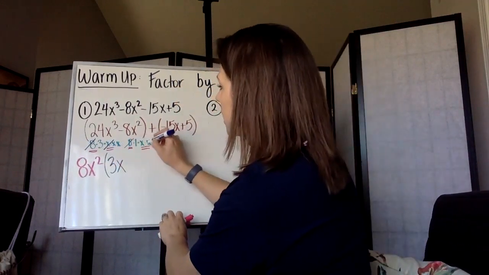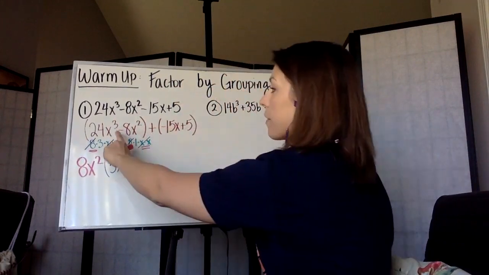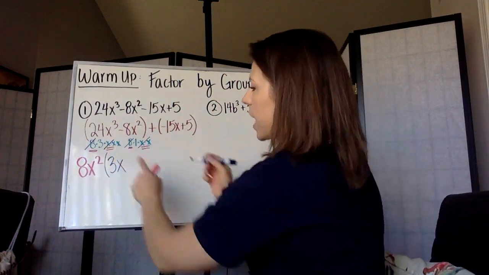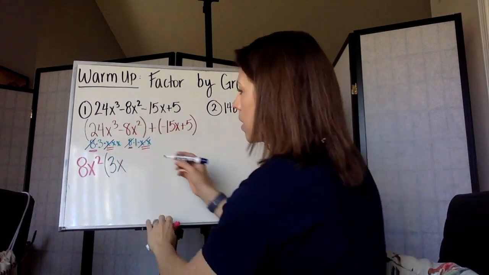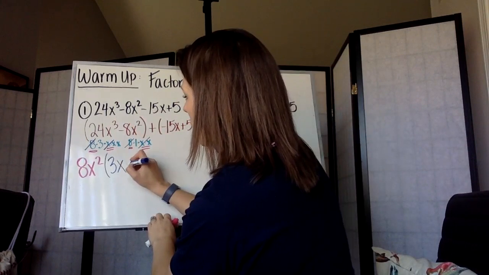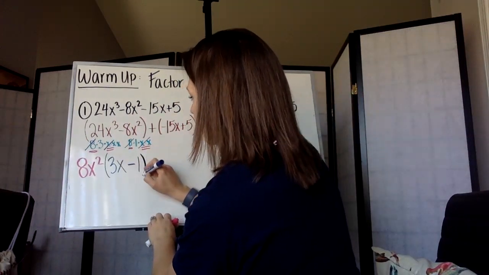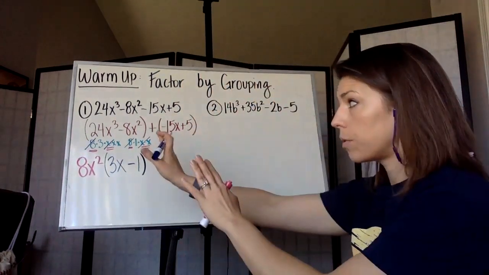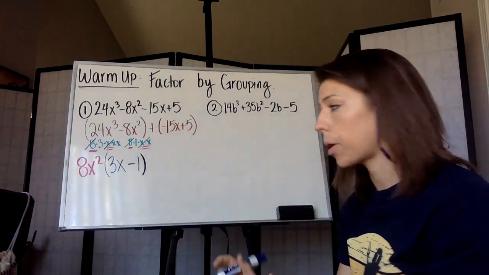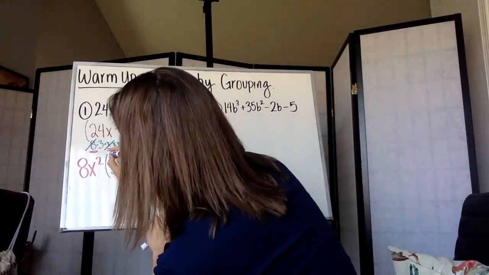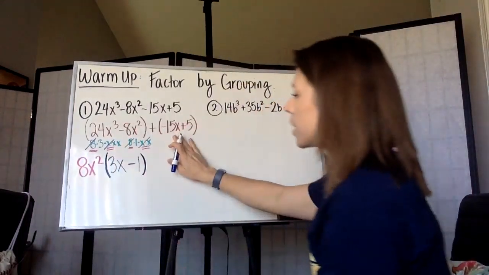When I take out the 8 and the x squared, oh, I forgot to mention this is subtraction. So technically you could think of that either as keeping subtraction or this is a negative 1. Either way, you're left with minus 1. So what we did there is exactly what we were doing in our warm-up part 1. Now, we're going to do the same thing over here.